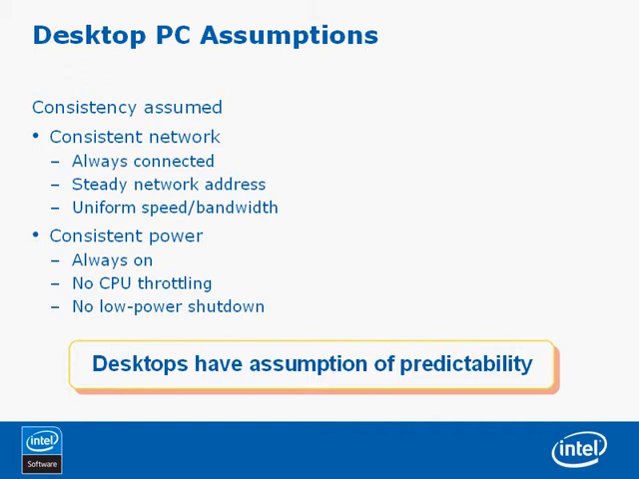Power is also considered a given. Many desktops are seldom shut down except in response to crashes or system updates. Applications can perform CPU-intensive operations without concern that processor speed may rise and fall due to power management throttling. Finally, the lack of battery power means that a desktop need not worry about low power and the risk of emergency shutdown.